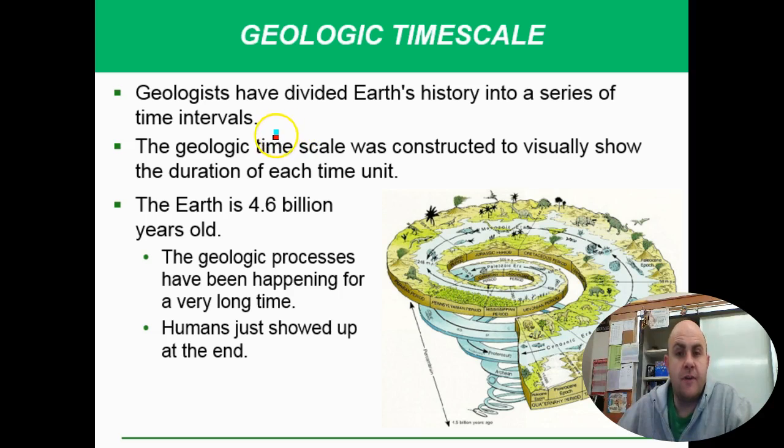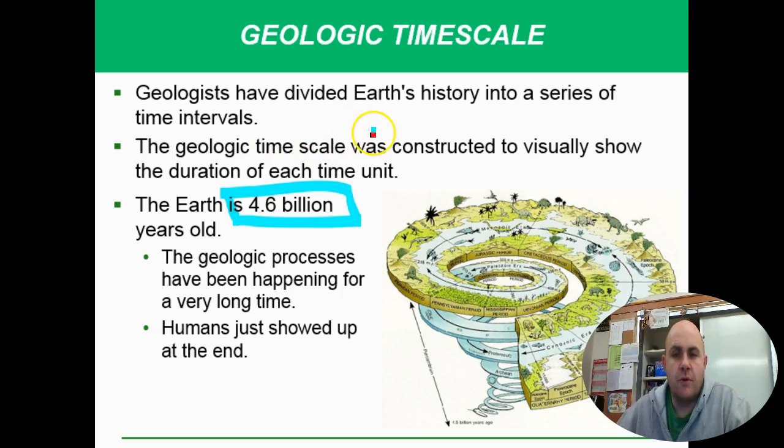So if you look at geological time, we start back when we believe the Earth was made, which is 4.6 billion years ago. And so from that point in time till now, what we've done is we've taken that length of time and we've broken it into chunks. And these chunks are what we call the geological time scale.